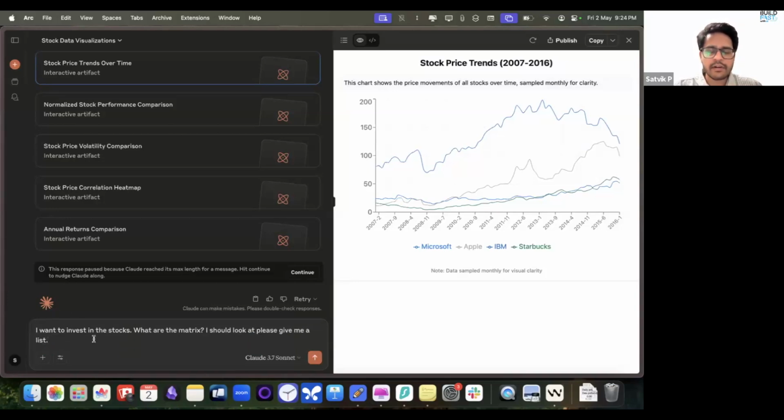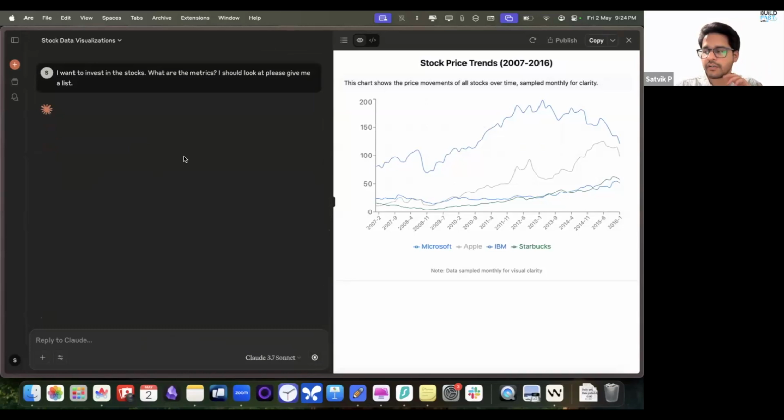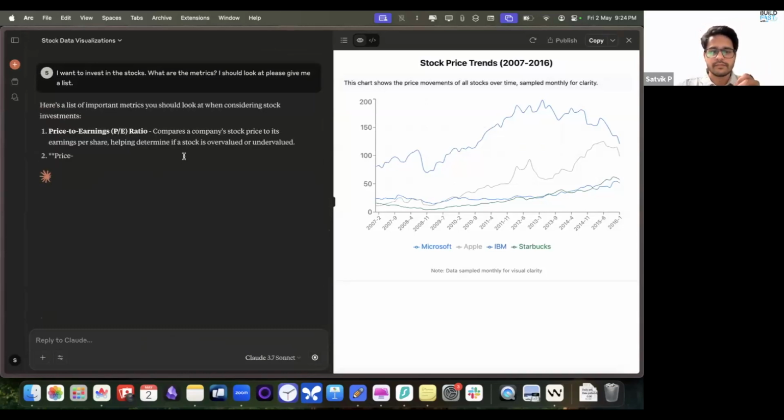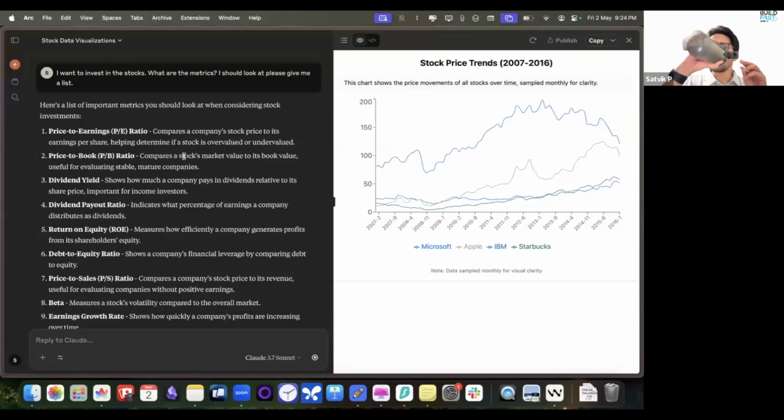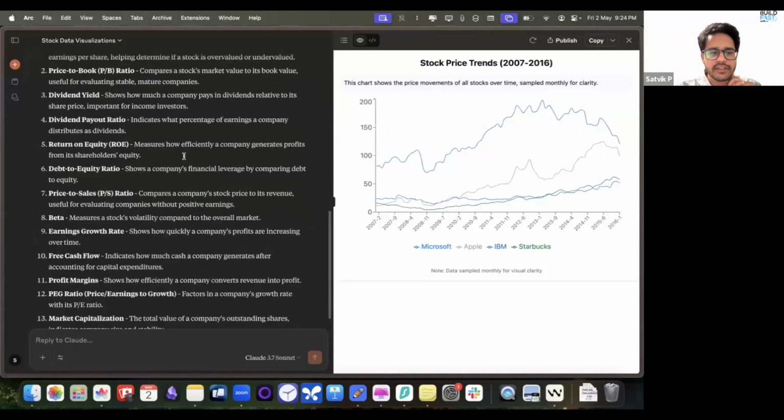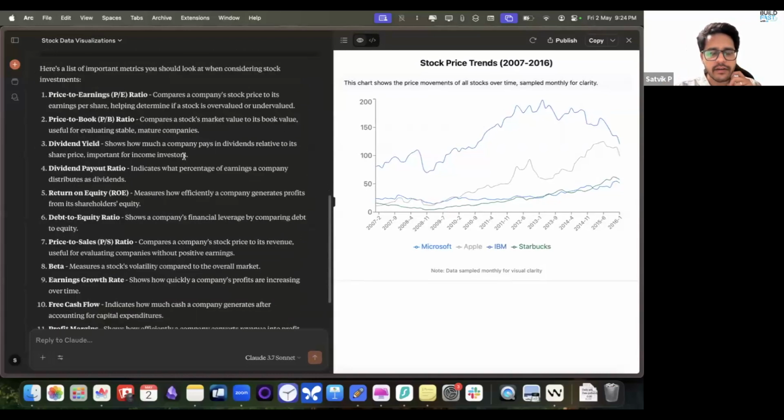I don't know anything about investing. I just have the data. So I'm just asking this model, what are the metrics that I need to look at before investing in stocks? Let me ask Claude. So it's giving us a lot of measures, right?